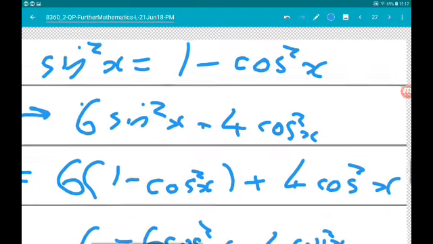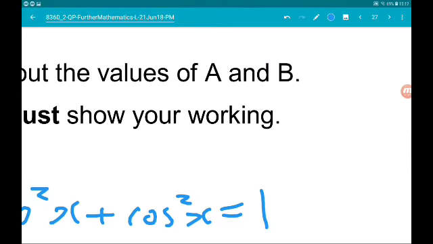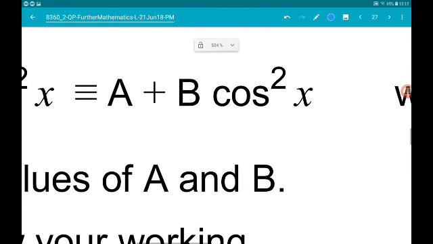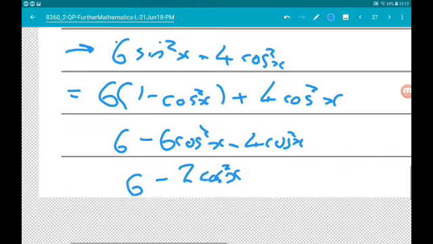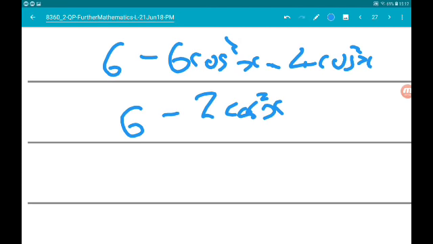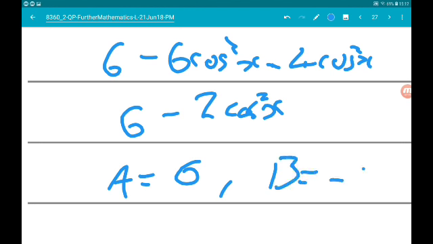Now one thing I'm going to point out here is that when questions show something like this, where you've got a add b cos squared x, and we've got a negative amount of cos squared, people go, that can't be right, because up here we've got a plus b. All that means is that b is equal to minus 2. So a is 6, b is minus 2.